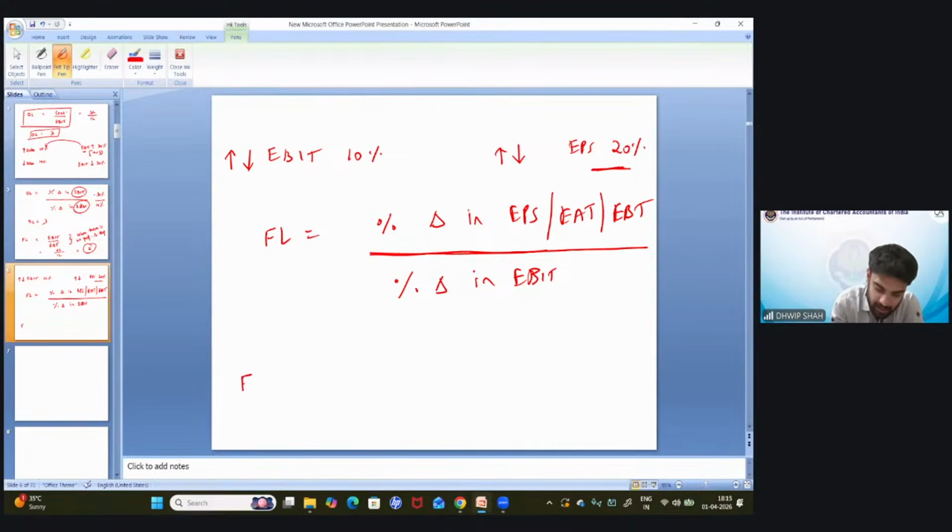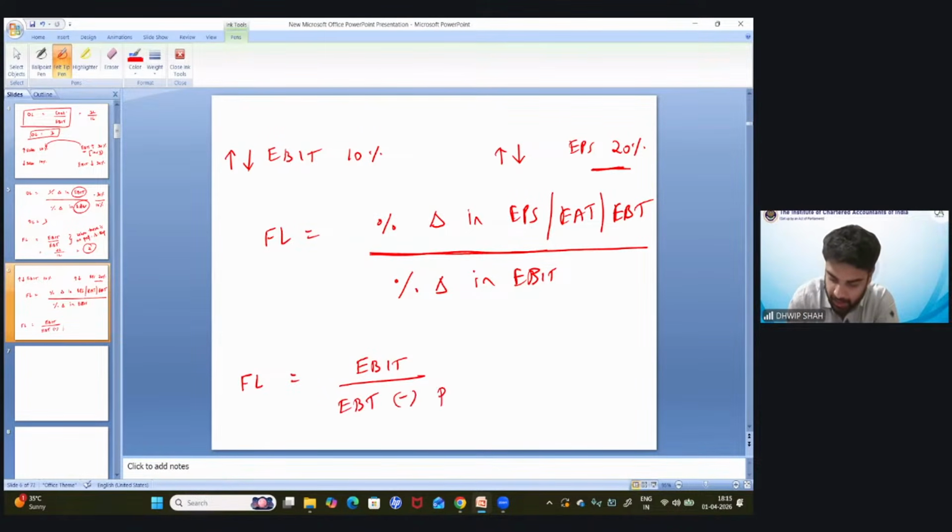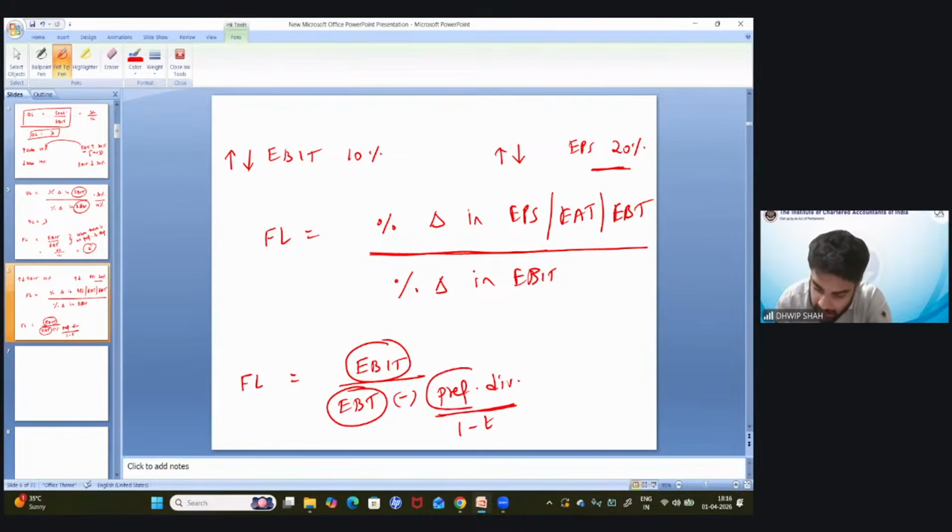But when preference dividend is there, can I say the formula of FL was EBIT upon EBT less preference dividend upon 1 minus T. The very basic logic of dividing this by 1 minus T is very simple. EBIT is before tax, EBT is also before tax. Only preference dividend is after tax. So to make it comparable, we need to bring preference dividend to before tax. And to bring it to before tax, you always divide it by 1 minus T. To go from before tax to after tax, you multiply it by 1 minus T. But if an after tax item has to be brought to before tax, you divide it by 1 minus T. I hope you are recollecting all this stuff that was taught in regular class.